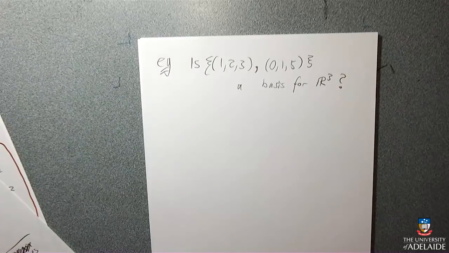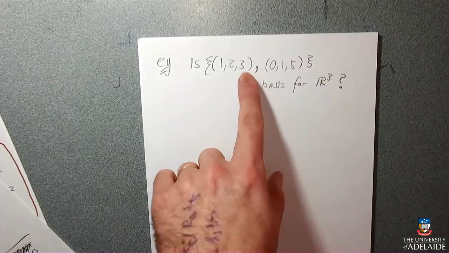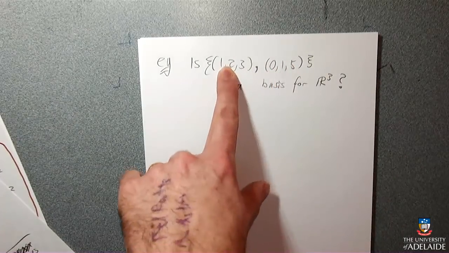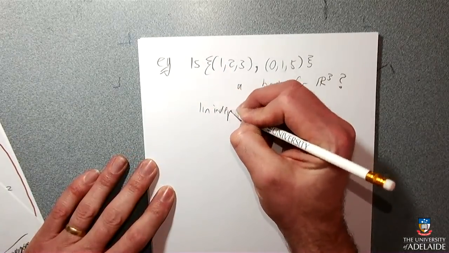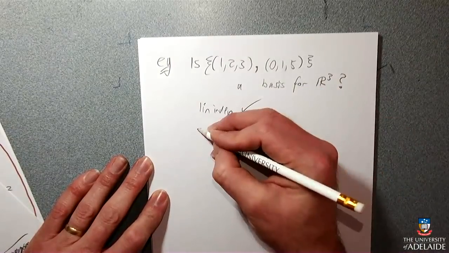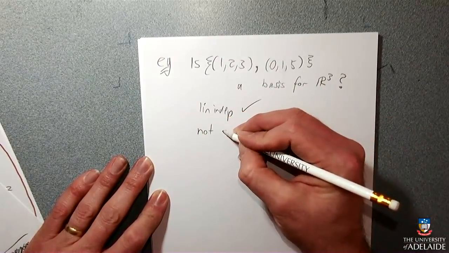Only makes a plane, you say. How can you tell? There's only two of them. I'm not going to be able to make all of the vectors in R3 because I definitely need 3 vectors to make everything in R3. So they're definitely linearly independent because this one is not a linear combination of that one. So they're definitely linearly independent, but they do not span.